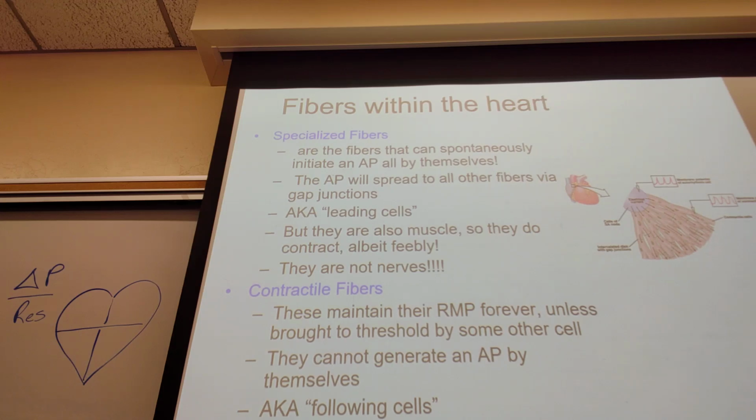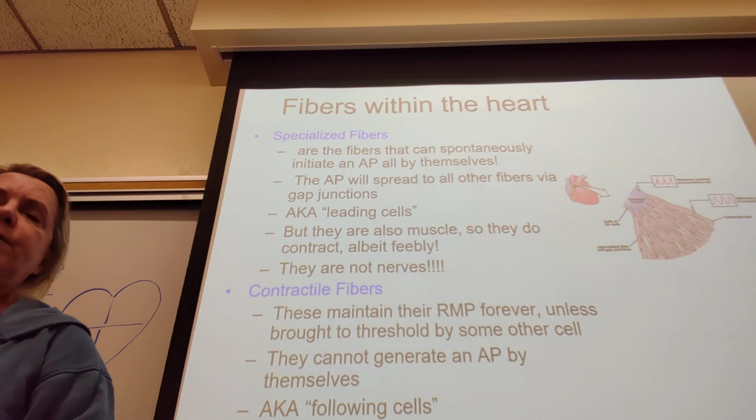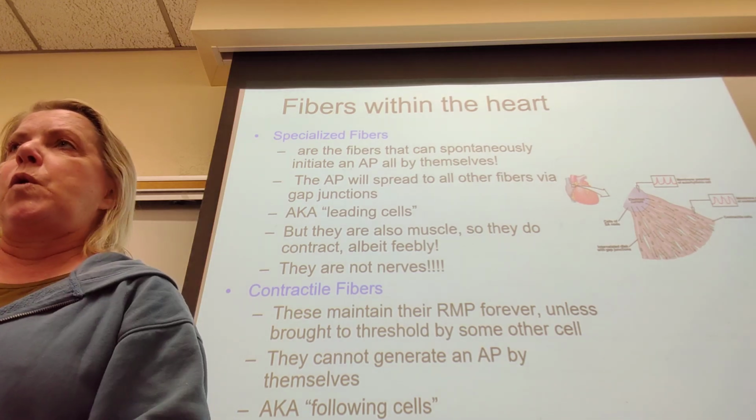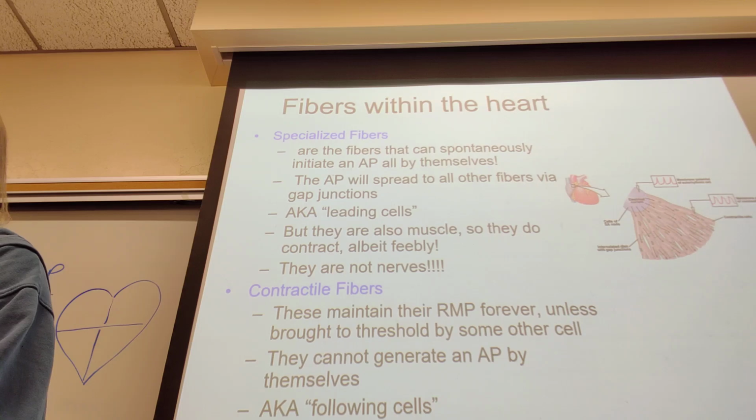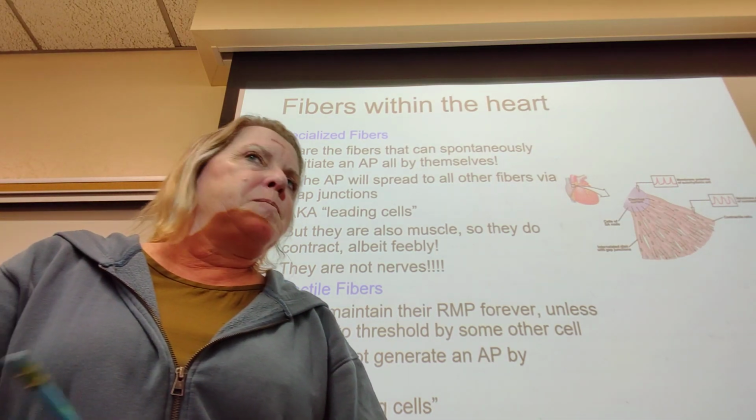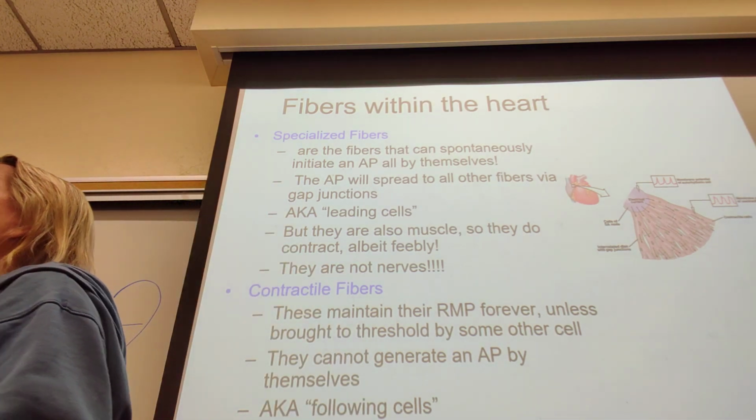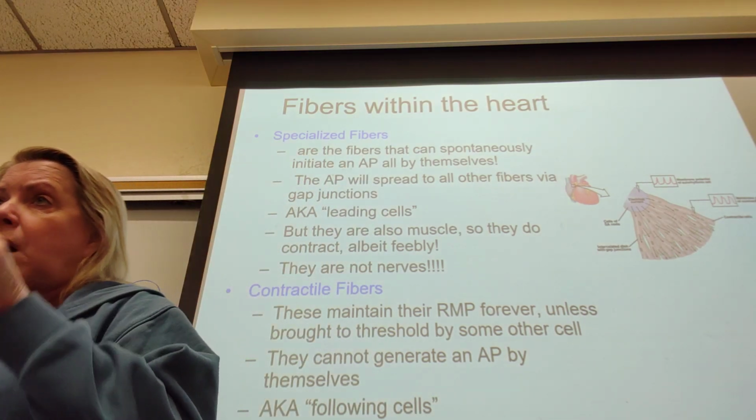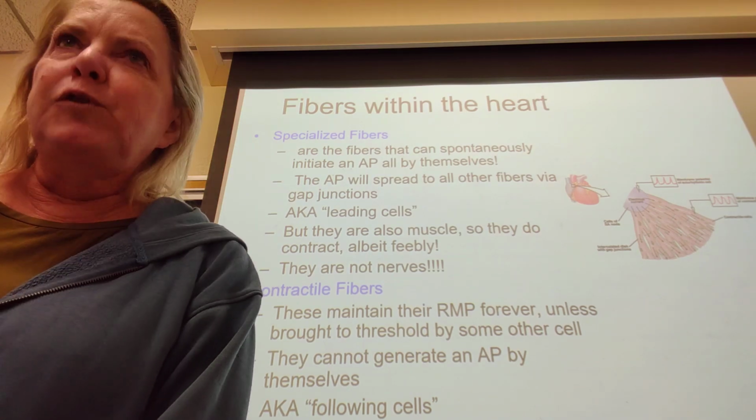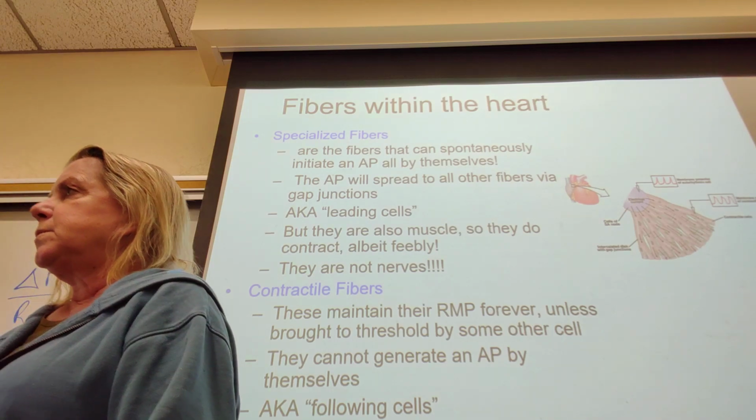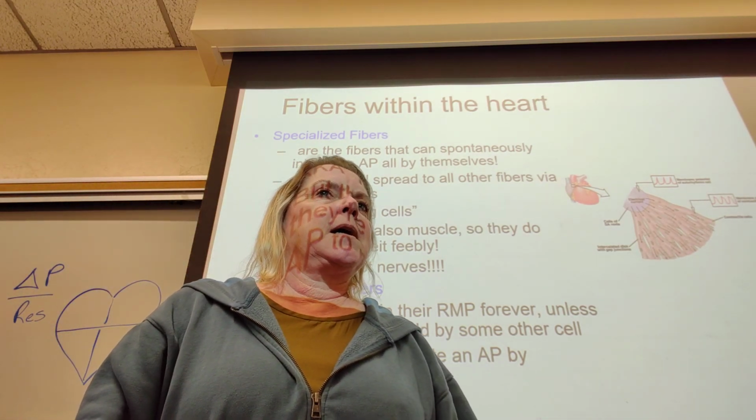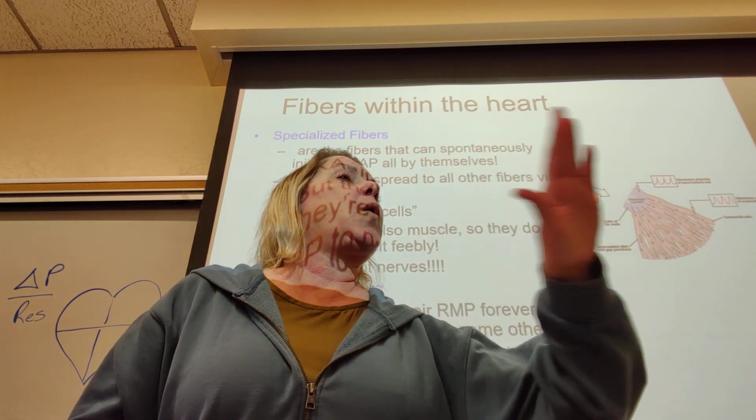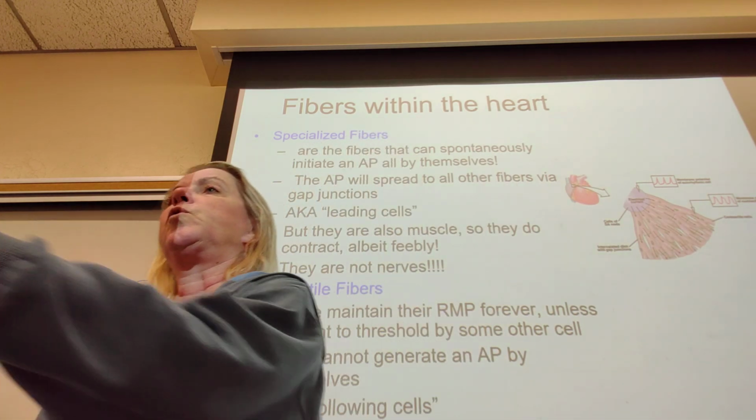So specialized cells, again, can reach threshold on their own. That means they can spike an action potential all on their own. They are not nerves. Well, we learned last semester about the sympathetic and parasympathetic divisions and how sympathetic can accelerate heart rate and parasympathetic can decrease heart rate, and that's true. Those are nerves. They will influence these specialized cells. I'm going to remind you of that in just a few slides. The nerves can influence how rapidly the specialized cells reach threshold, or decrease how quickly they get to threshold.